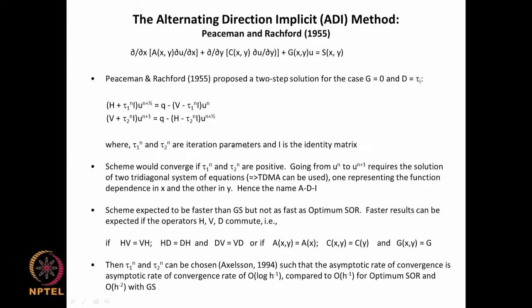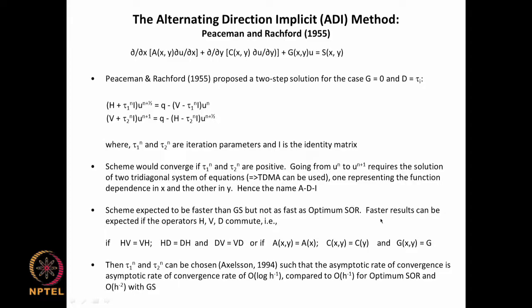And since as we go from iteration n to iteration n plus 1, we first evaluate the derivatives in the x direction implicitly, and then we evaluate the derivatives in the y direction, again implicitly. This is called an implicit method, and alternating direction implicit, because you are alternating in the x direction and then in the y direction before you complete the step from n to n plus 1. Okay. So that is why this is the alternating direction implicit method. The scheme is expected to be faster than the Gauss-Seidel method, but not as fast as the optimal SOR method.